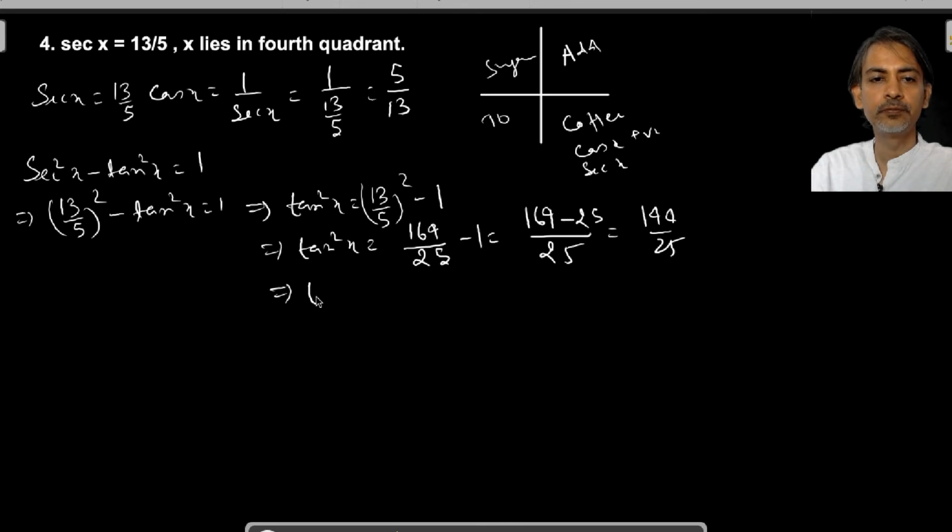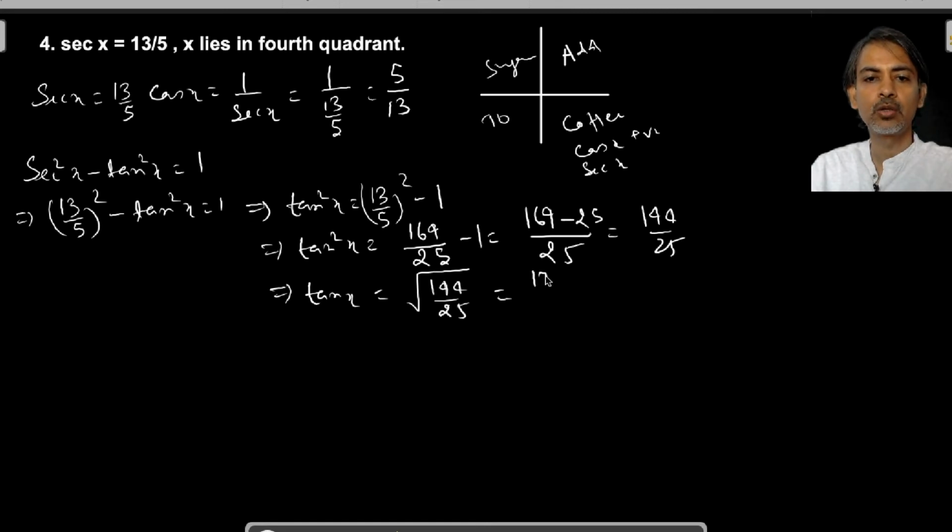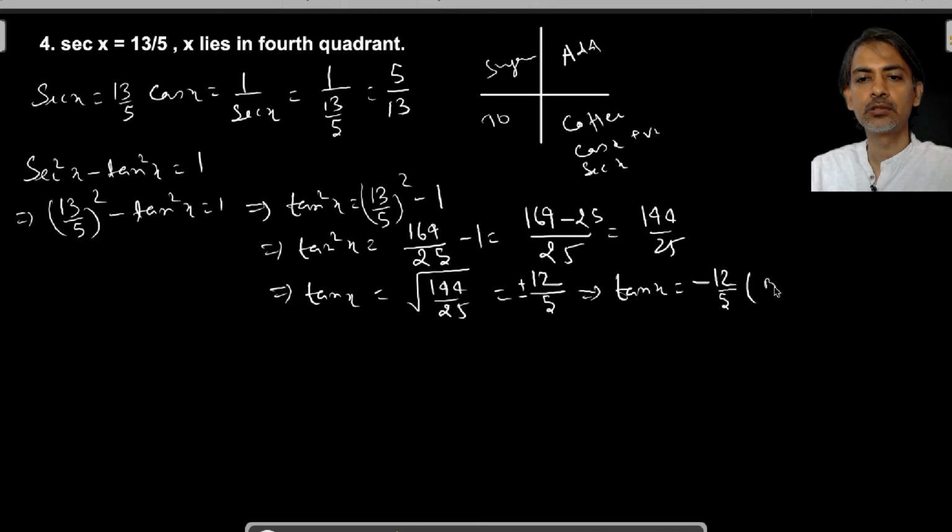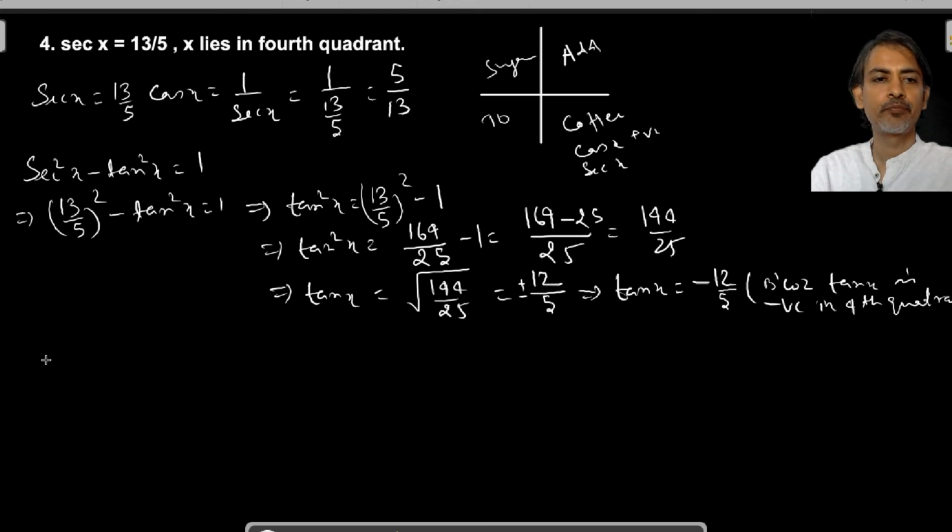This will give me tan x equals to the square root of 144 upon 25. So this will give me 12 upon 5, plus and minus. But we know that tan theta would be negative in the fourth quadrant. This will give me tan x equals to minus 12 by 5. Why? Because tan x is negative in the fourth quadrant.